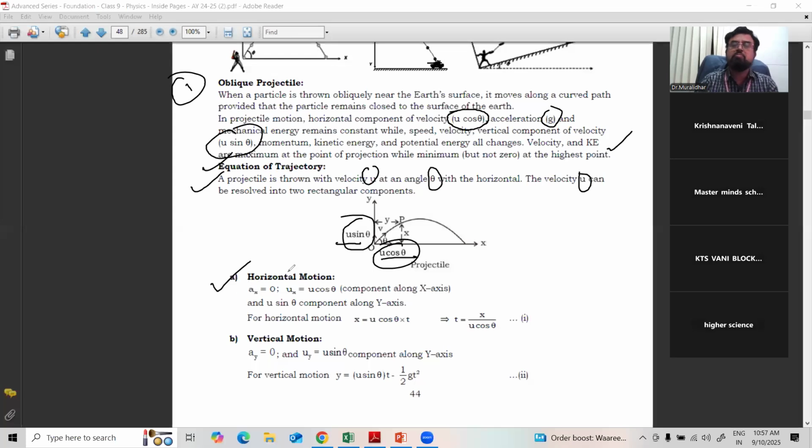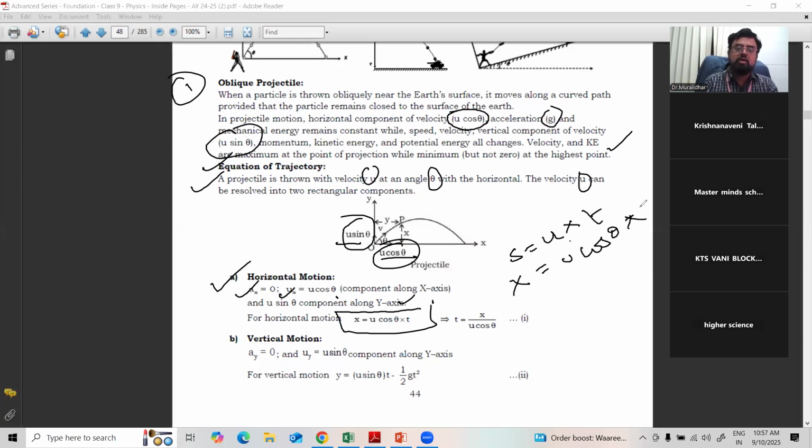By using that, you can find some formulas. Horizontal motion: when the body is moving horizontally, acceleration is 0. The horizontal component is u cos theta along the x-axis, and u sin theta is along the y-axis. For horizontal motion, the formula is x is equal to ut, because acceleration is 0. Distance is equal to velocity into time. If you take velocity along the x-axis, the distance traveled along the x-axis, x, is equal to u cos theta into t.